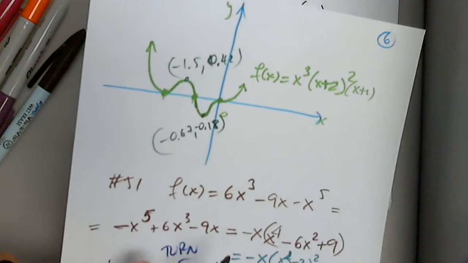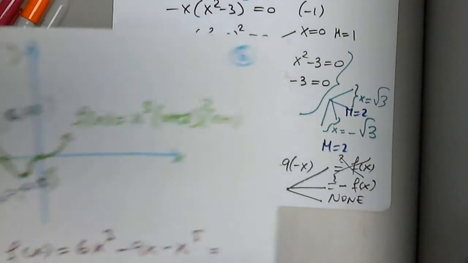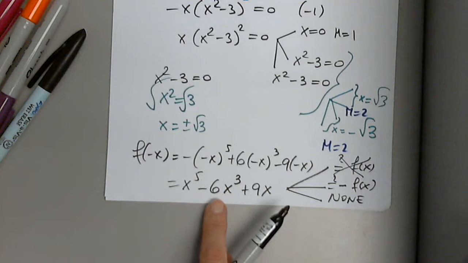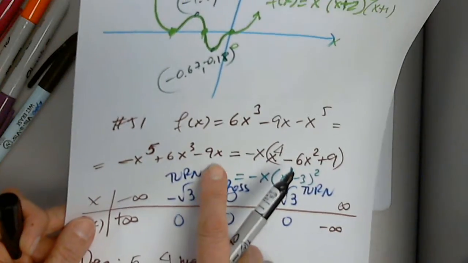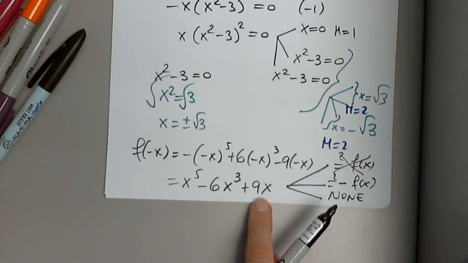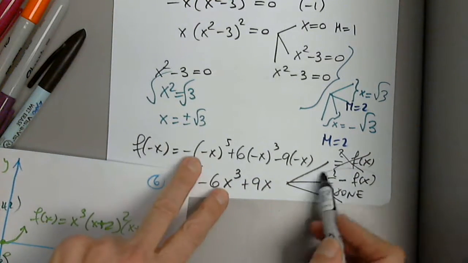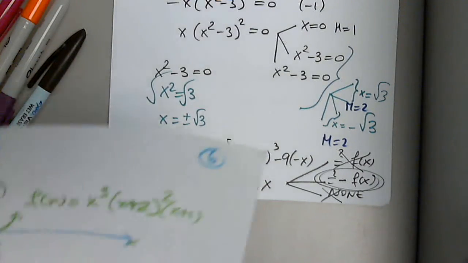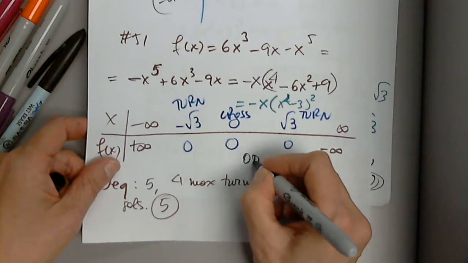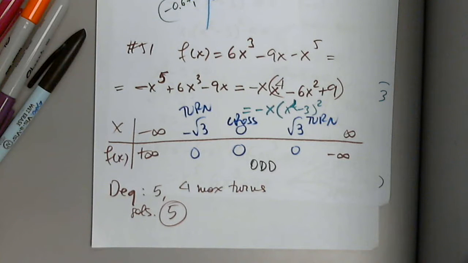So let's try. If I multiply this by -1, do I get that? If I multiply this by -1, do I get that? And if I multiply this by -1, do I get that? So what type of function is this? Odd, symmetric with respect to the origin. So I'll make myself a note. Don't forget.